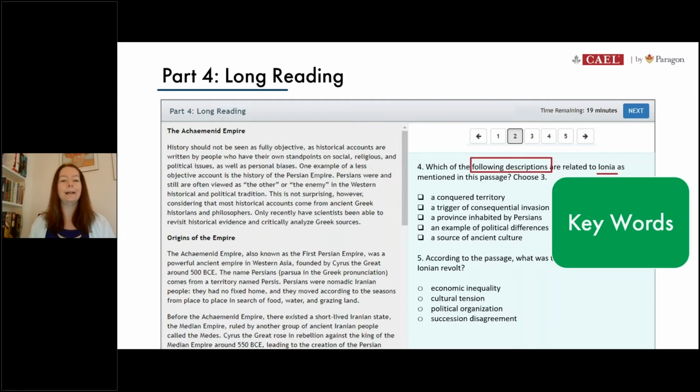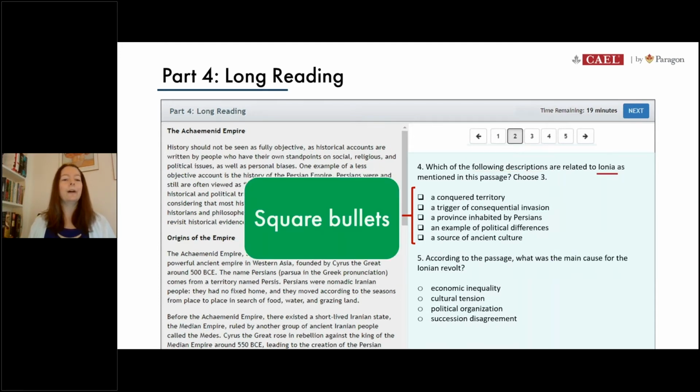Now the question itself is telling me to match up the following descriptions with Ionia. Those descriptions are here. They are the 5 answer choices. You'll notice as well that there are square bullets instead of round like we're accustomed to seeing. When you notice square bullets on a CAEL test, it's a clue to you that more than one answer choice is going to be correct. The question itself is always going to tell you how many answers you should select. In this case, we are told to select 3. Please read those instructions carefully. We would need all 3 answer choices to be correct here in order to get the point for this question.